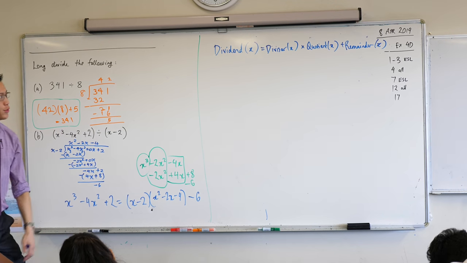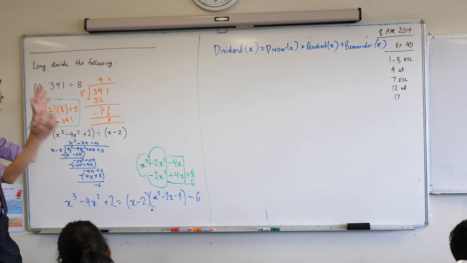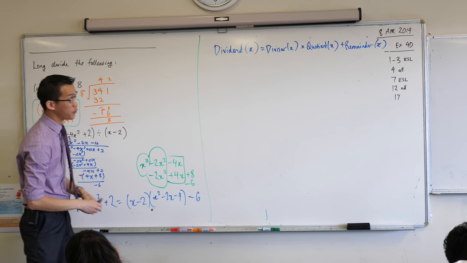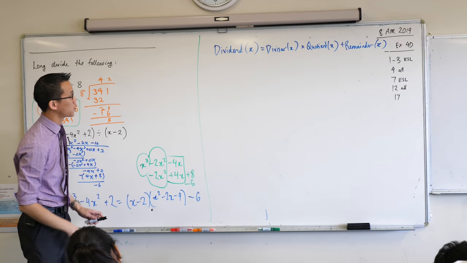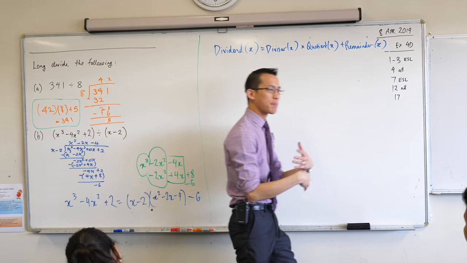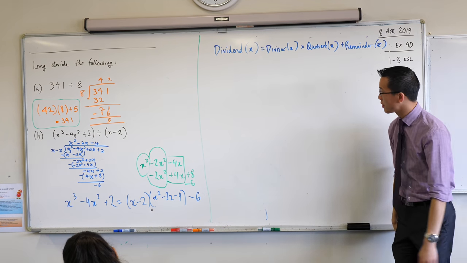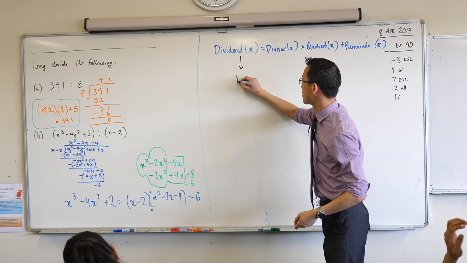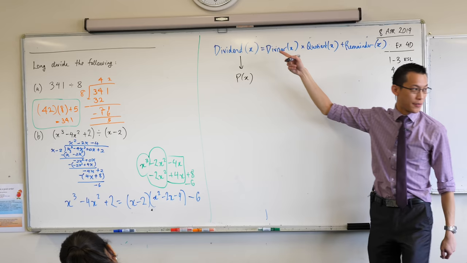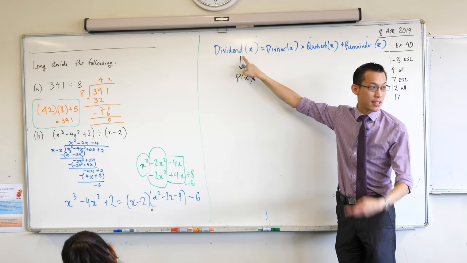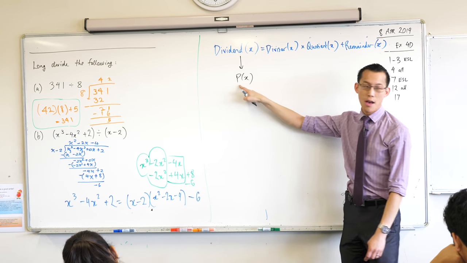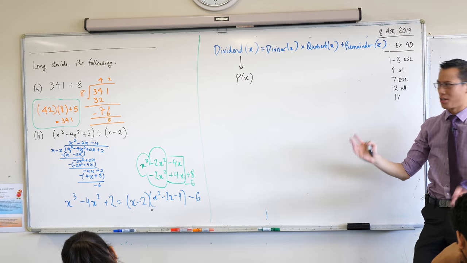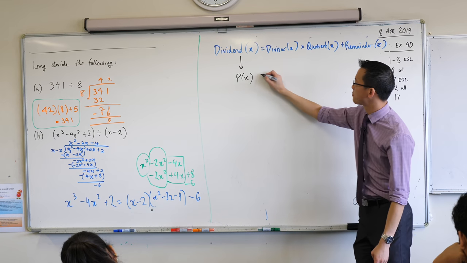Now, I'm going to take this and write it in an abbreviated form, okay? Because I don't really want to write all of these long words every single time. Usually the polynomial we originally start with, because it's a polynomial, tends to be called P. You can see why I didn't write that the first time, because it's a specific thing. It's the thing that's being divided. It's the dividend. But we will just go with this convention of calling it P for polynomial, okay?